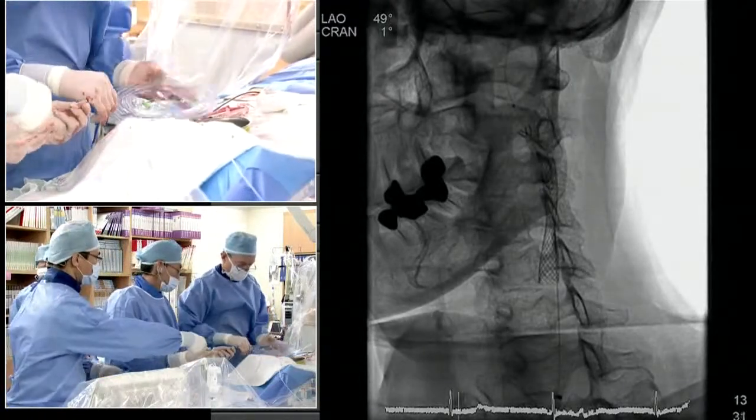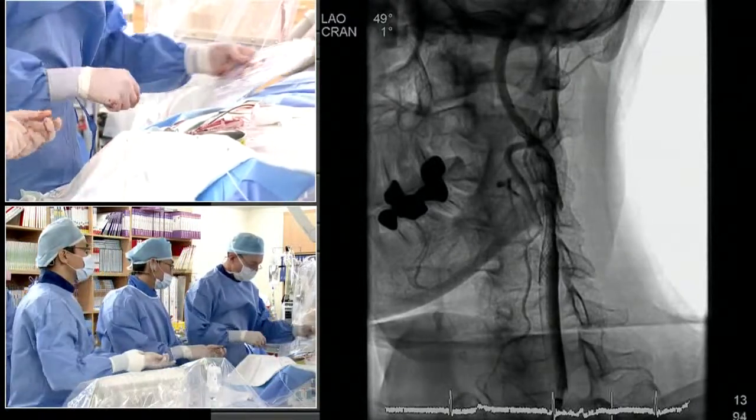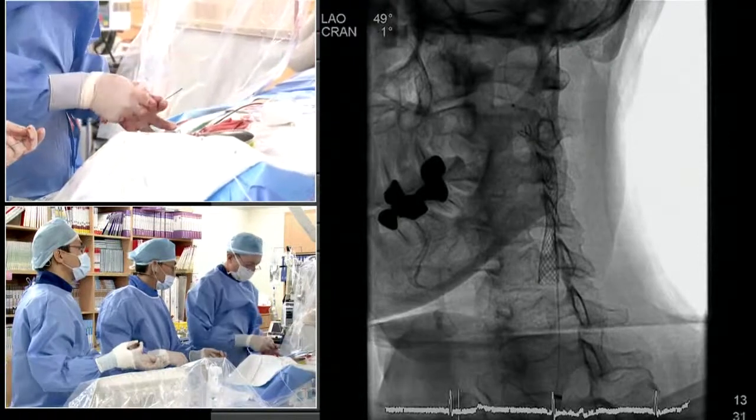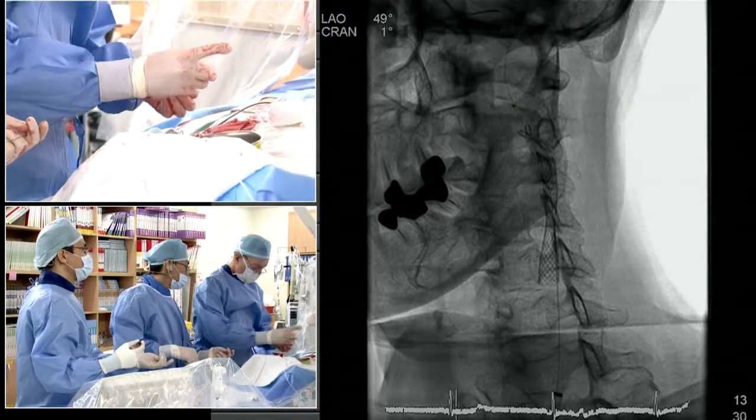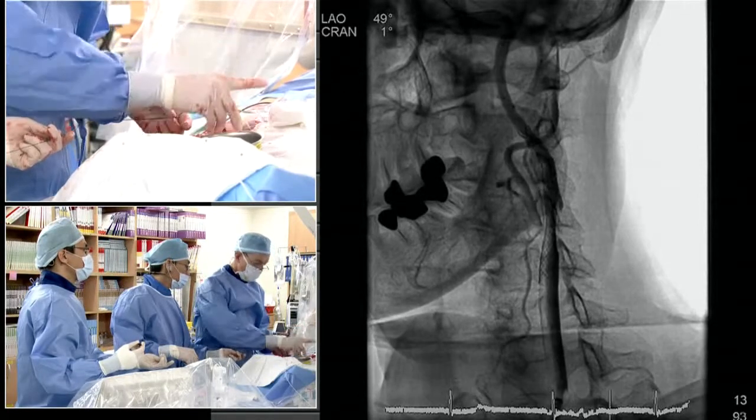Looks good. Any thoughts from the panel on the dye going into the interstitial space behind the stent? Well, that's pretty typical for the wall stent, so it doesn't really matter.